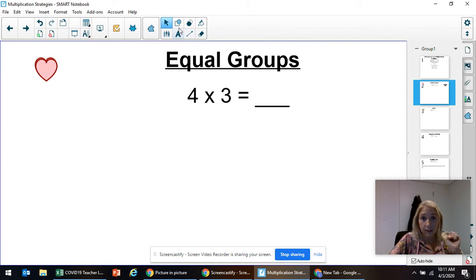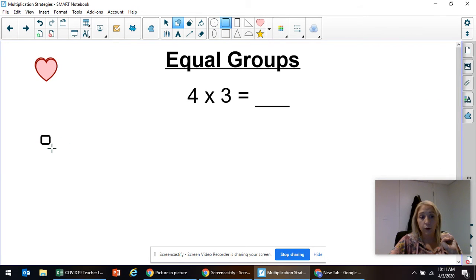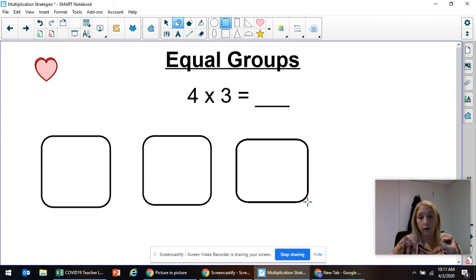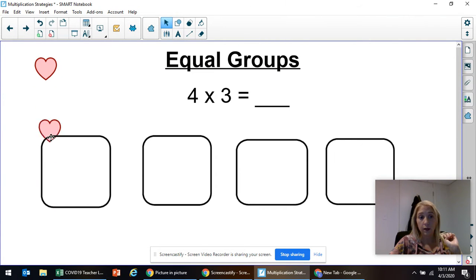So when you're doing equal groups and drawing it out, remember you need to have 4 groups: 1, 2, 3, 4. And how many do we need to put in each one? 3, that's right. So we need 4 groups of 3.